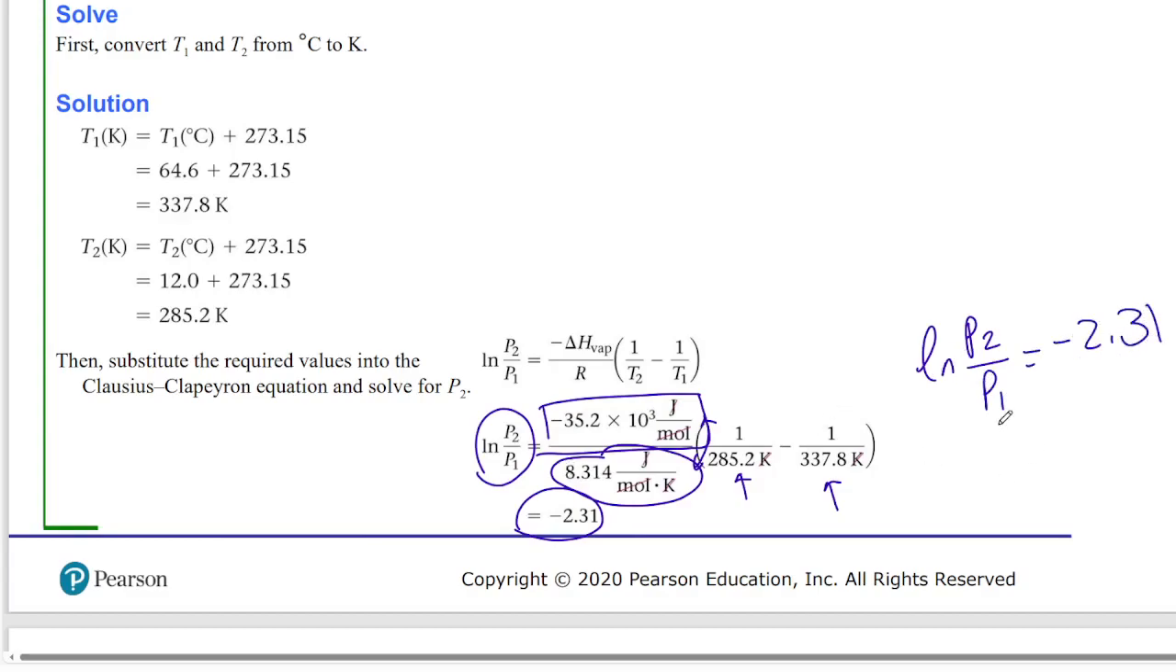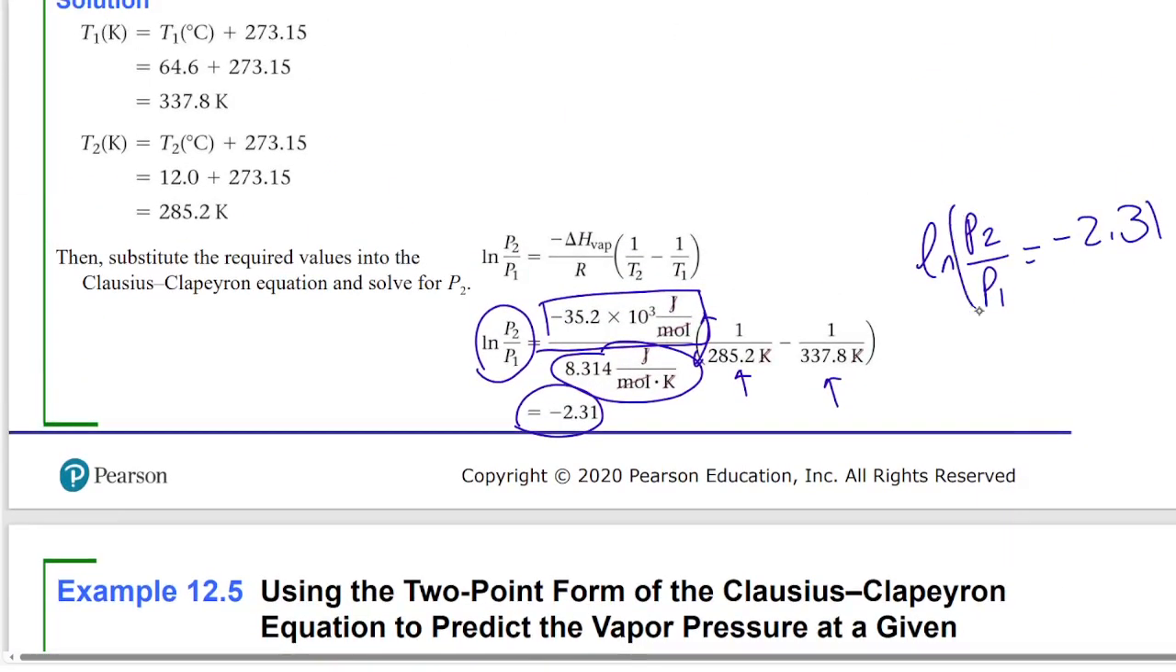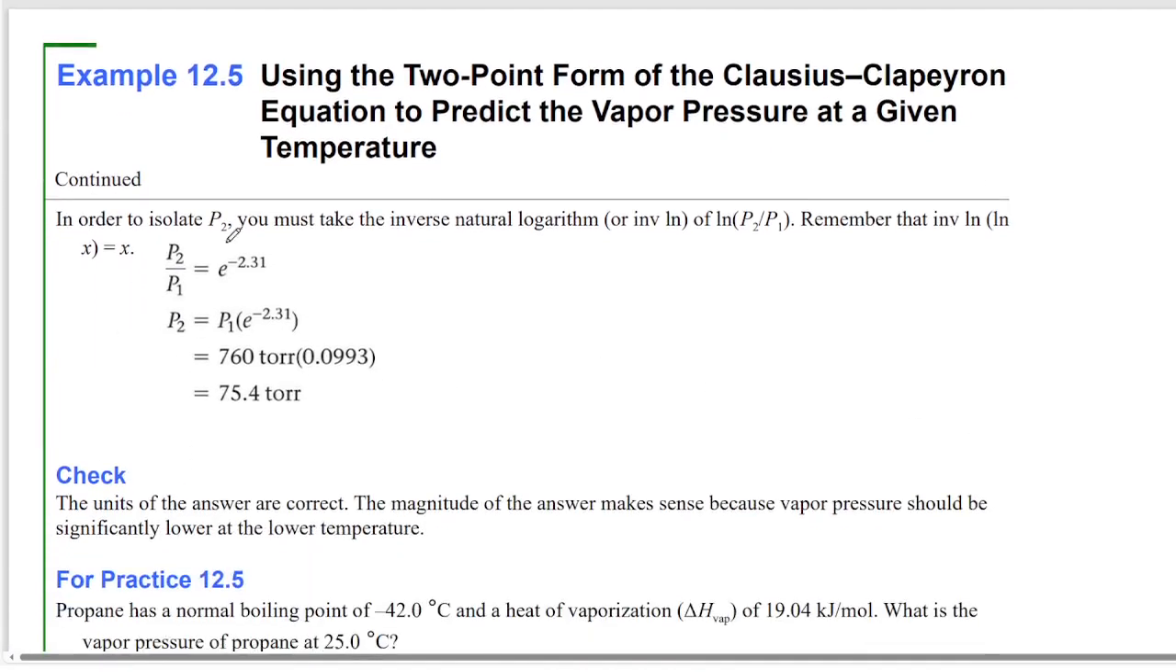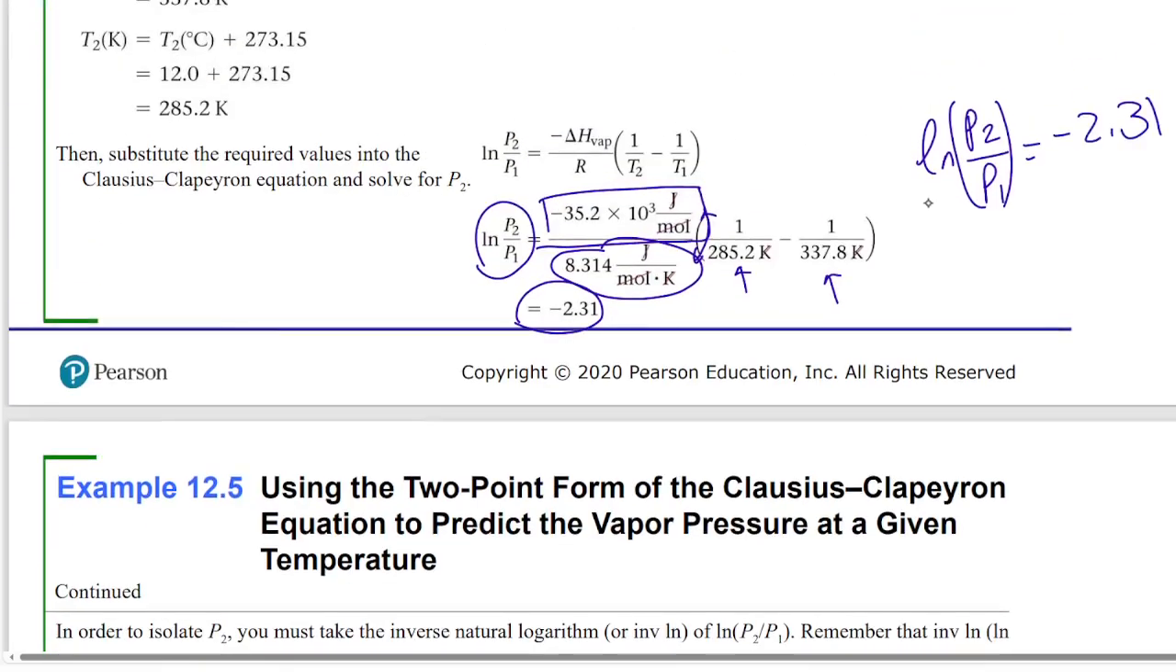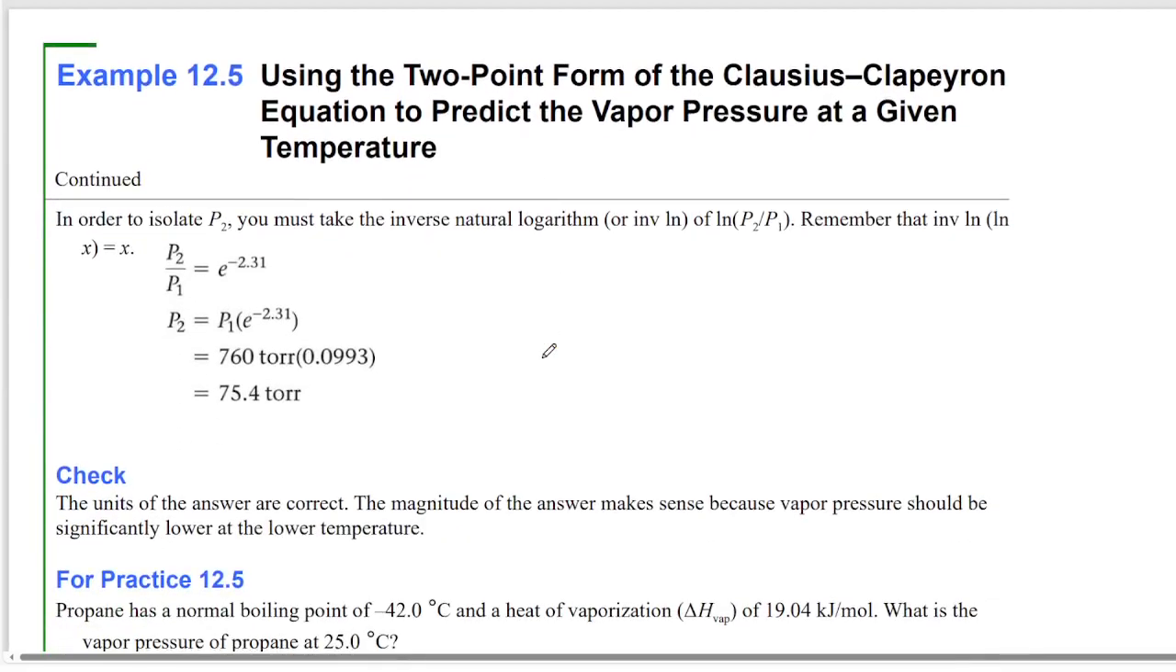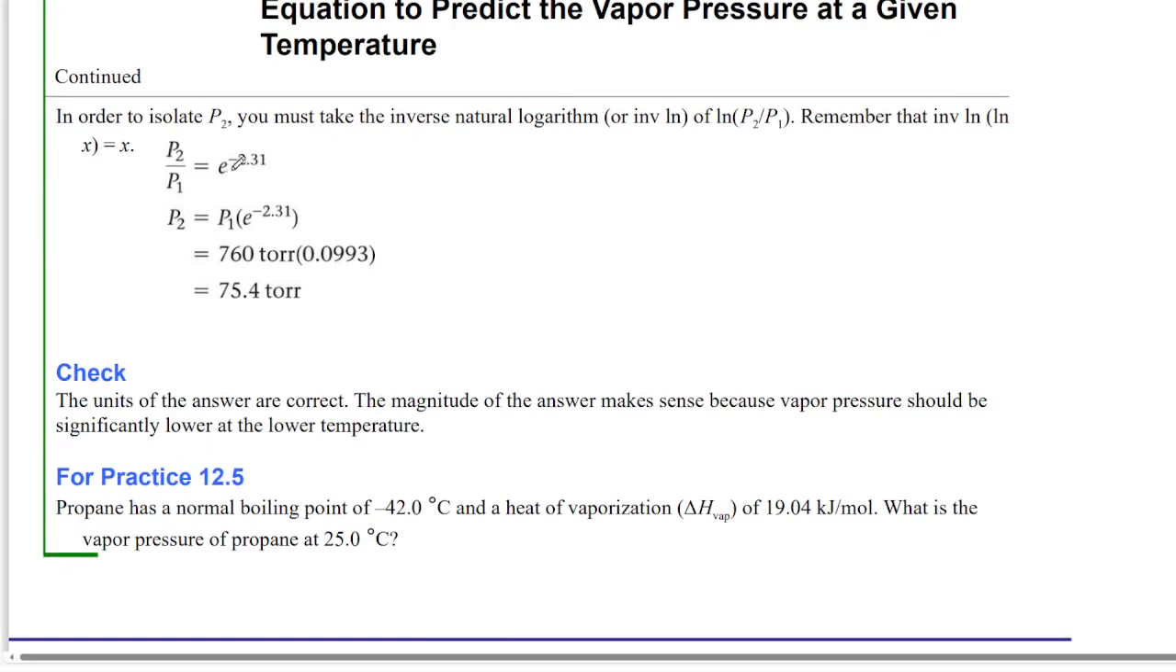Now, how do we get rid of a natural log? We take e to the that thing, and that gets rid of the natural log. So we can take e to the ln of P2 over P1 equals e to the negative 2.31. So here we get P2 over P1 equals e to the negative 2.31. And so we're really looking for P2 because we know P1, and that's 760 torr. So P2 equals 760 times 0.0993, and that gives us 75.4 torr.